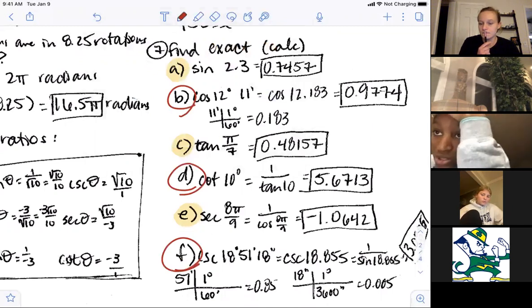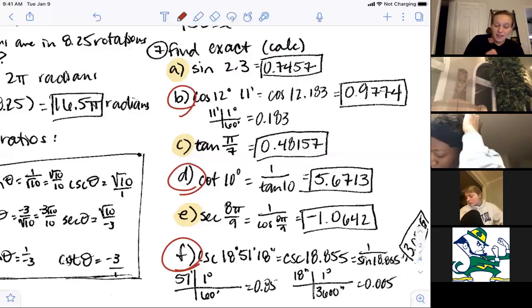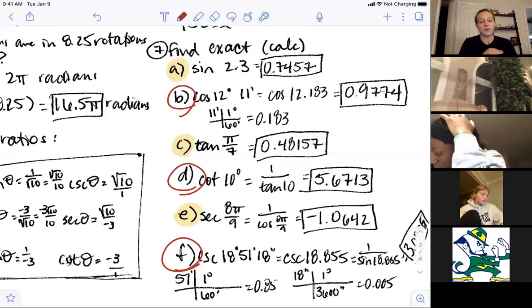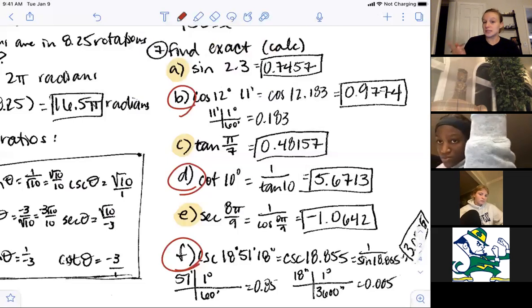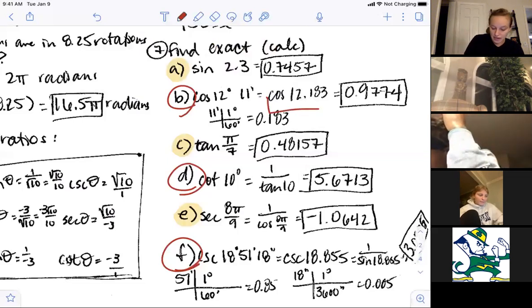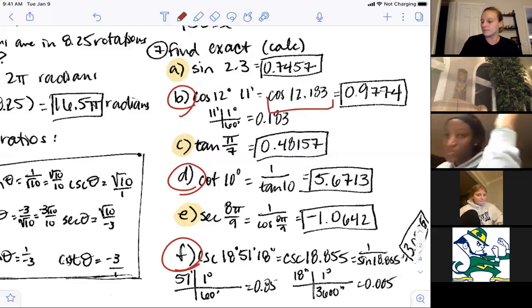Wait, you said the ones you circled were in degrees? Mm-hmm. The ones I circled are degrees. The thing is though, you have to do something on B and F before you can just plug it in. I can't just type cosine of 12 degrees 11 minutes. I need to make 11 minutes into a decimal, and then I can do cosine of 12 point whatever that decimal is.